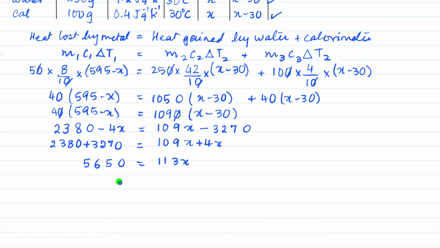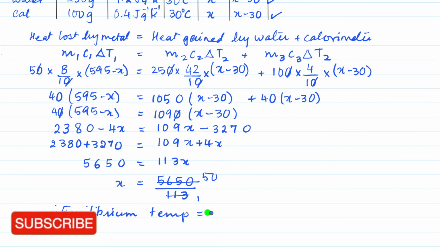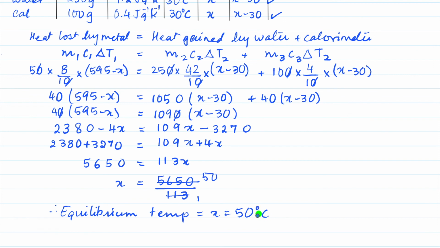Okay, so our x will be equal to 5650 upon 113. Now can you see 13 5s are 65 and 1 5 is 5. So this is going 50 times. Can you see that? So we'll say therefore the equilibrium temperature is equal to x, which is equal to 50 degrees C, and that is our answer.